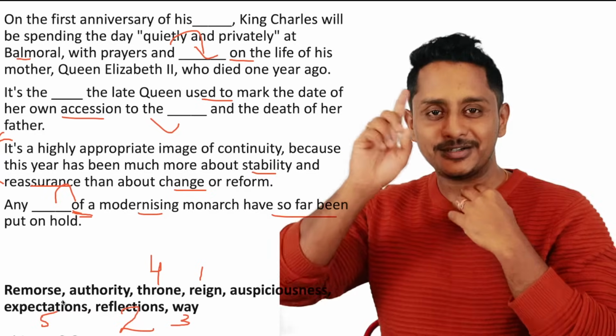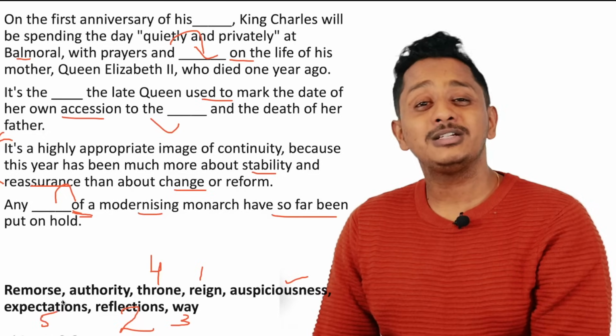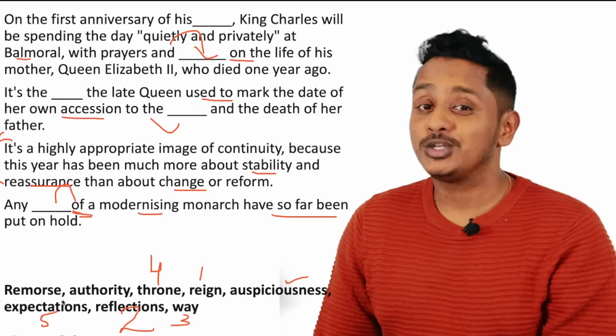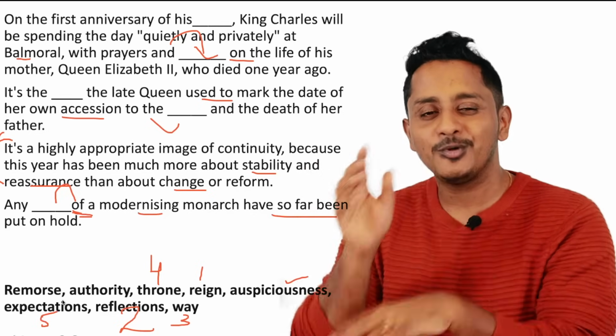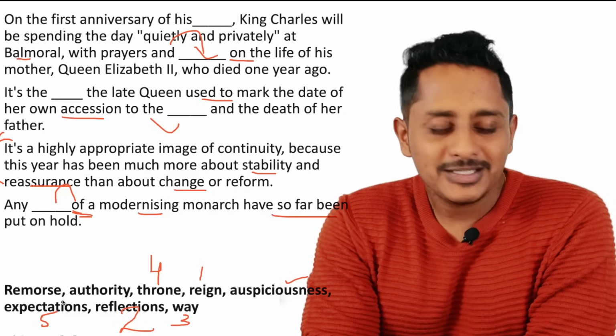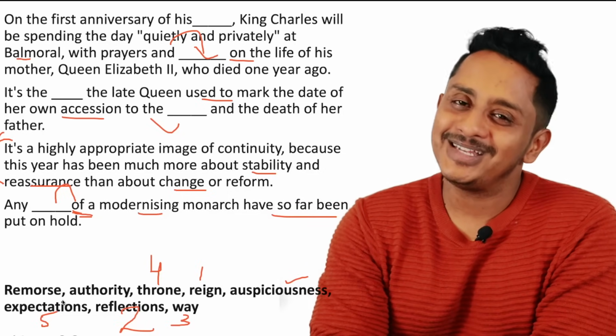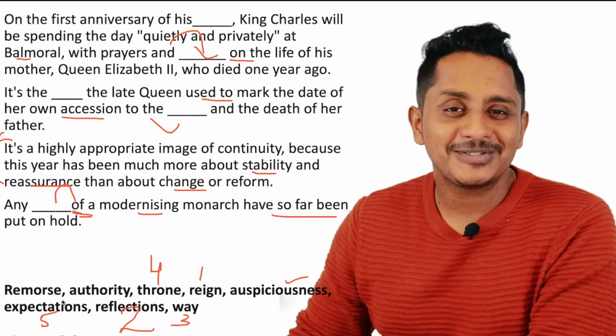So, first is reign, means ruling. Second is reflections on. Third one, it is the way the late queen used to. The fourth one, accession to the throne, write down on a piece of paper or a book. Accession to the throne is the collocation. And the last one is any expectations of this change. We're likely to be put on hold. Keep a track of the mistakes we've made.